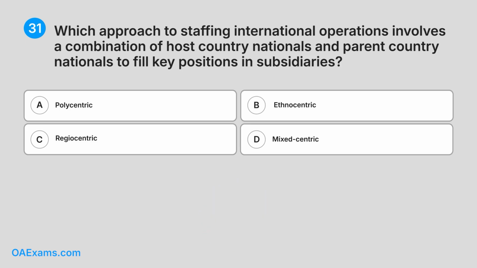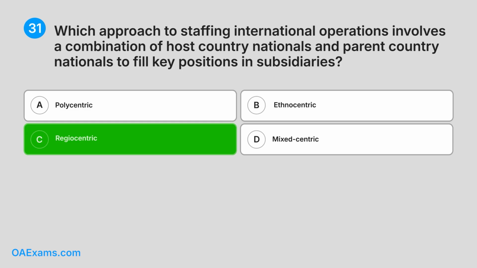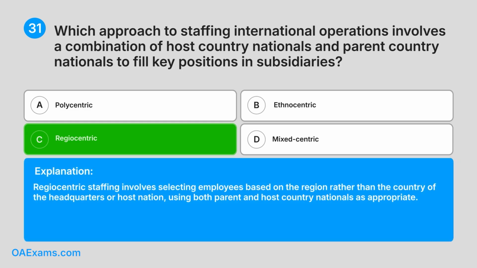Correct answer. C. Regiocentric. Explanation. Regiocentric staffing involves selecting employees based on the region rather than the country of the headquarters, or host nation, using both parent and host country nationals as appropriate.